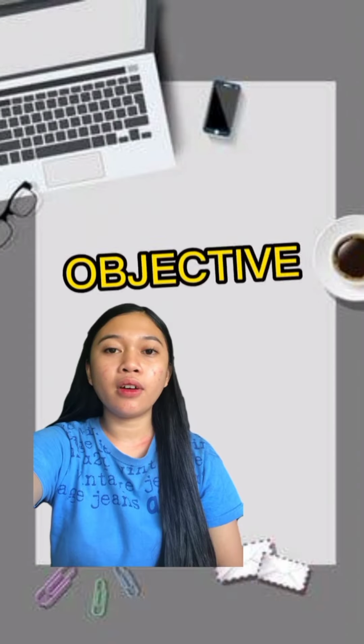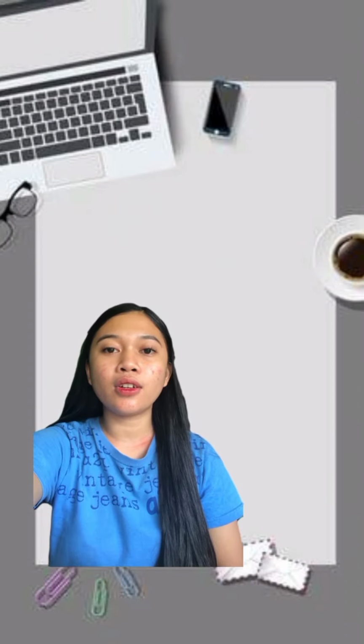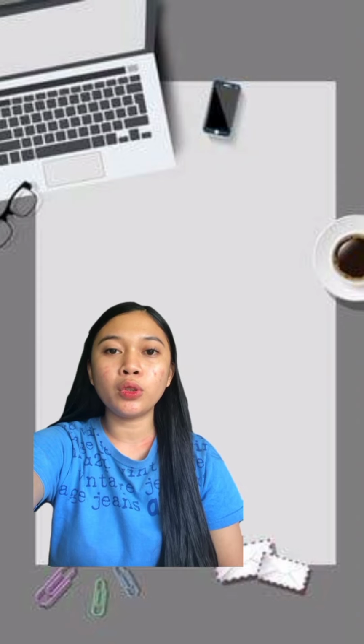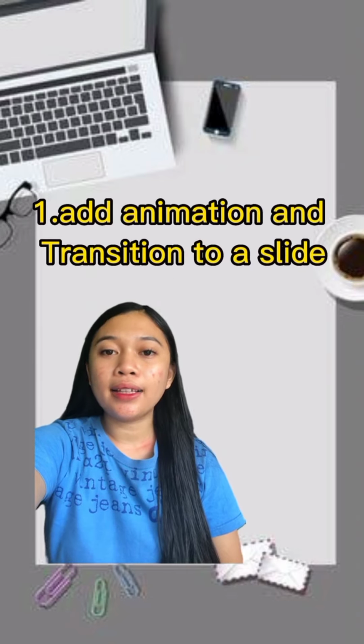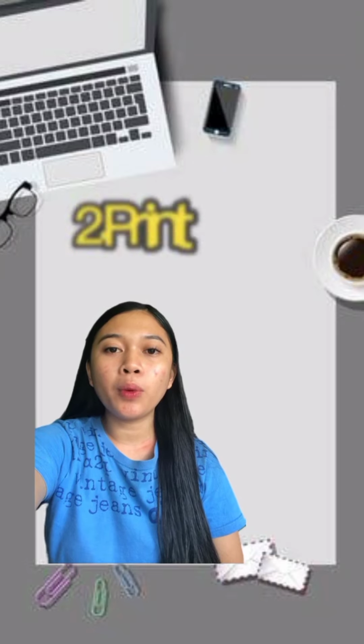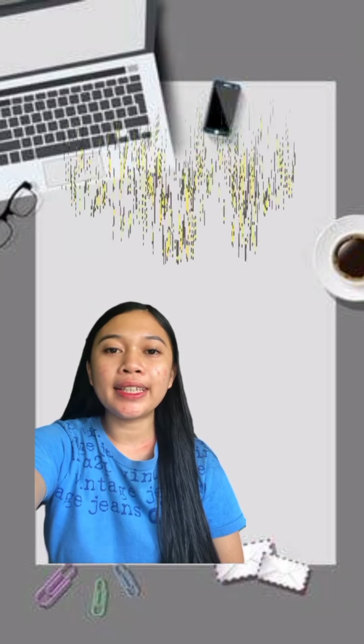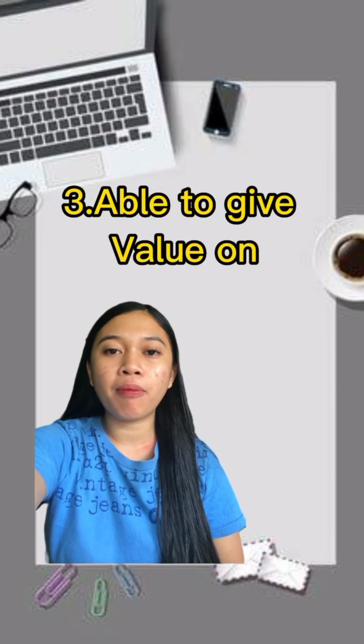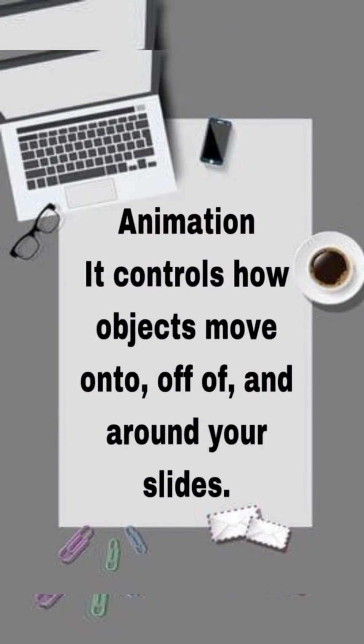The objectives of this lesson: after this lesson, the student should be able to, number 1, add animation and transition to a slide. Number 2, print slides. Number 3, be able to give value on. Animation controls how objects move onto, off of, and around your slide.